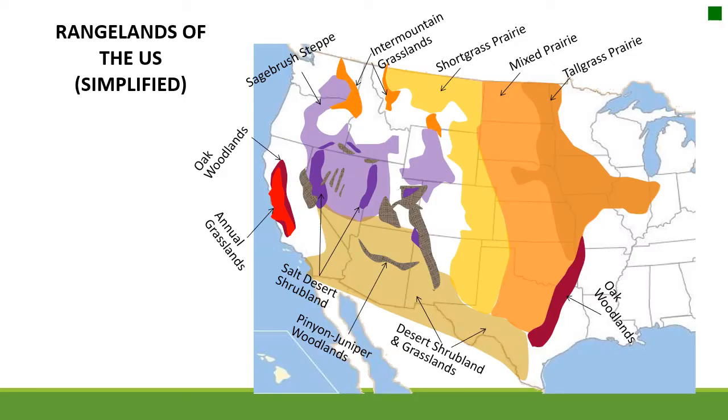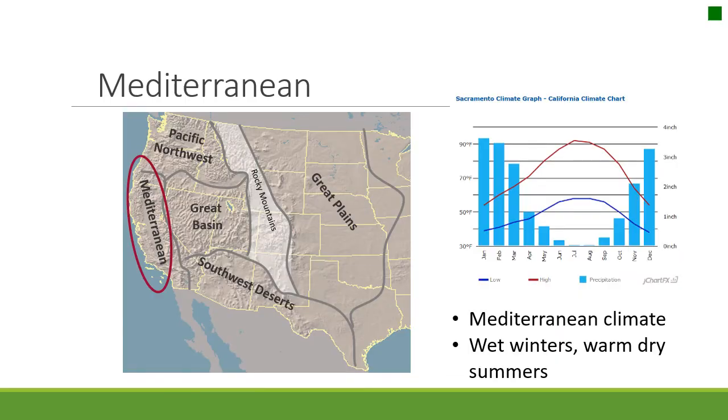Again, highly simplified. We're going to start today on the annual grasslands, the oak woodlands, the sagebrush steppe, the intermountain grasslands, and the salt desert shrub. So, still kind of complicated, but simplified. Okay, let's start in the Mediterranean.